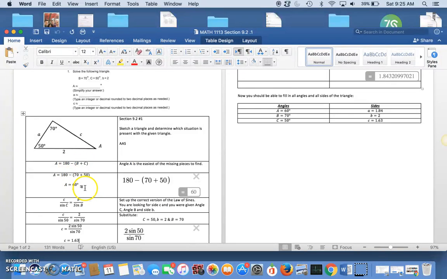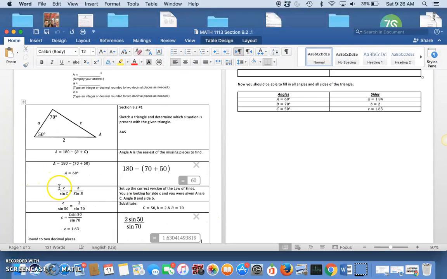So we go through the arithmetic and we end up that angle A is 60 degrees. So at this point I have all 3 angles and only one side. I've got all 3 angles and just side B. I need to find side A. So if I'm going to find side A, I've got to use one that has an A in it. I didn't choose to find A first. I chose to find C first. It does not matter. So I'm looking for side C. C is to the sine of C as B is to the sine of B.